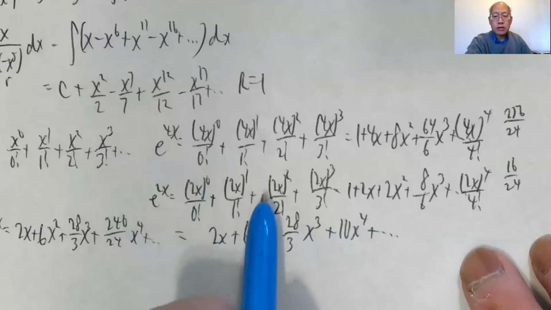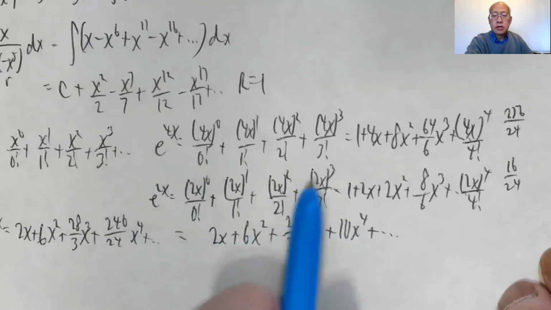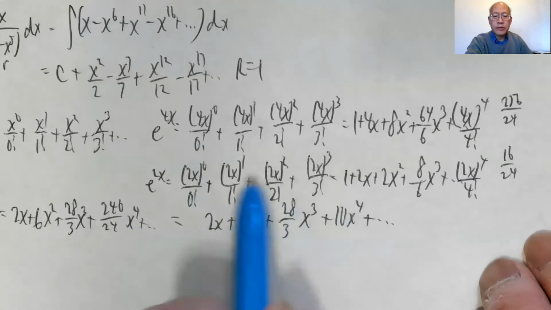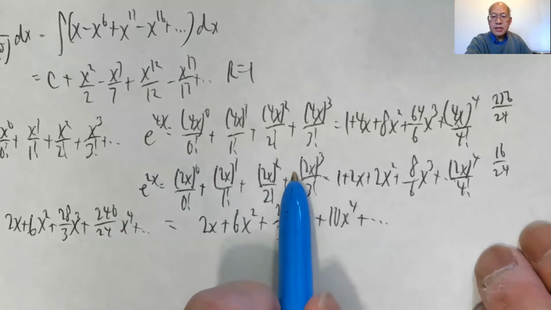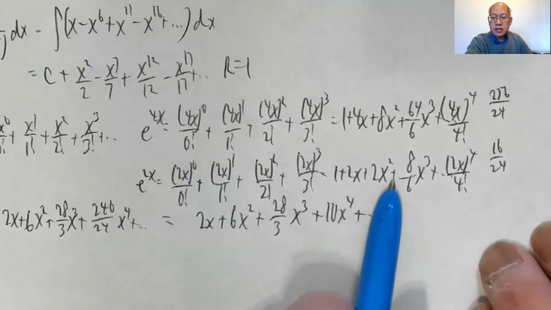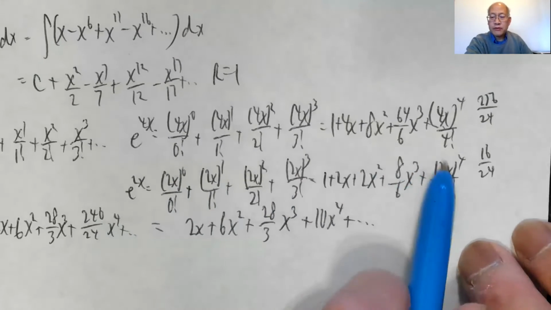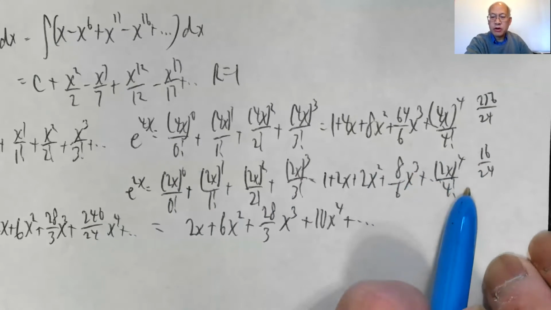E to the 2x to the 0 over 0 factorial, that's still 1. 2x to the 1 over 1 factorial, 2x squared over 2 factorial, 2x cubed over 3 factorial, that's 1, that's 2x. 4x squared over 2, 2x squared. 8x cubed over 6, and 2x to the 4th over 4 factorial, that's 16 over 24.